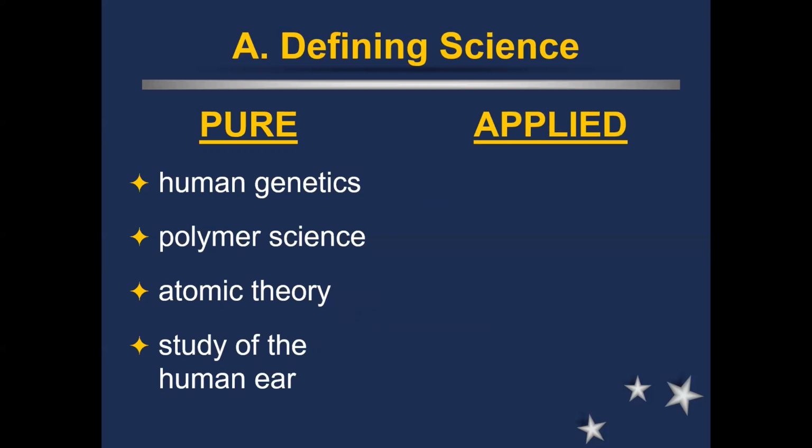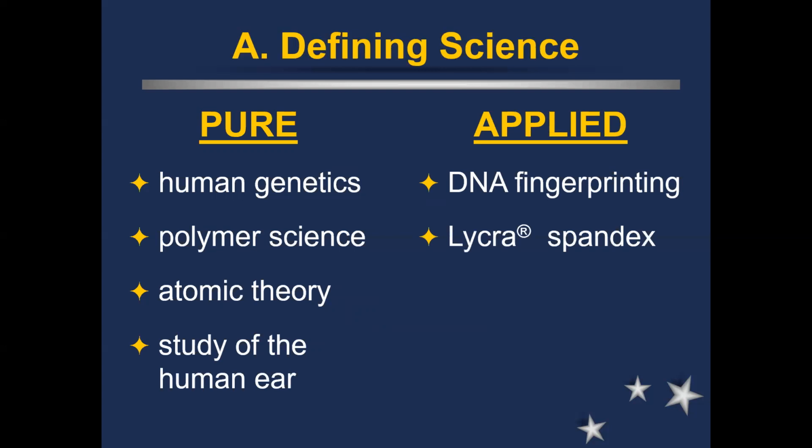An applied science, or the technological use of the science for human genetics: DNA fingerprinting, used in criminal cases, used on Maury Povich when he does the maternity testing. Lycra, Spanx, spandex, that's a polymer. Atomic theory could lead us to nuclear weapons.